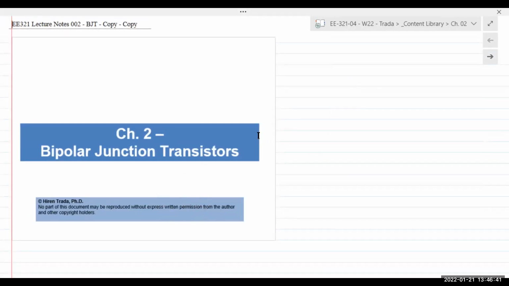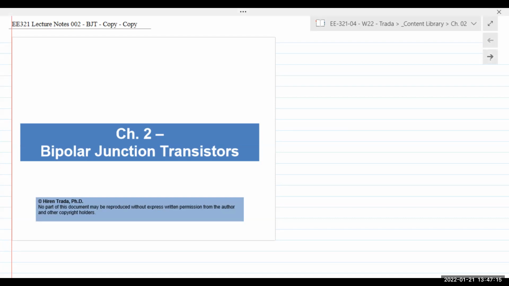So I know the name sounds kind of sinister, but there's a reason for bipolar. The reason is, remember majority and minority carriers? Remember I talked about majority and minority carriers? So the current flow in this device occurs due to both minority as well as majority carriers. Okay, and that's why it's called bipolar. Bipolar junction, and there's junctions in there. So bipolar junction transistor, BJT.